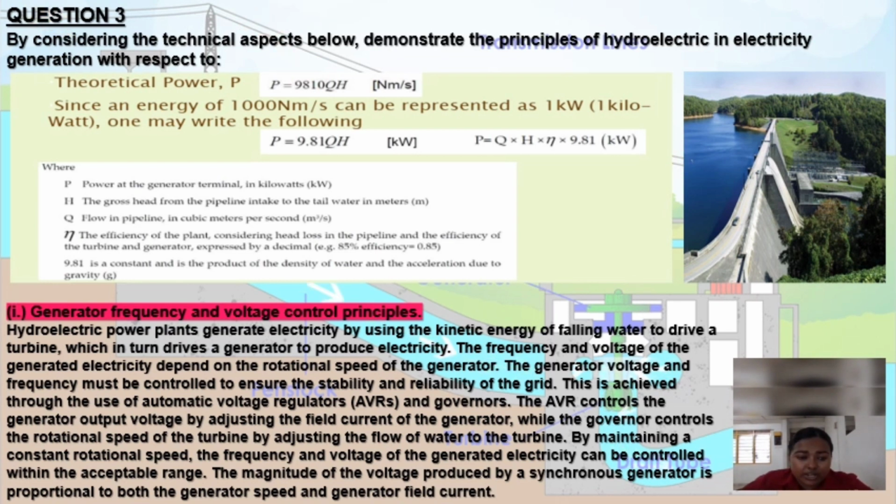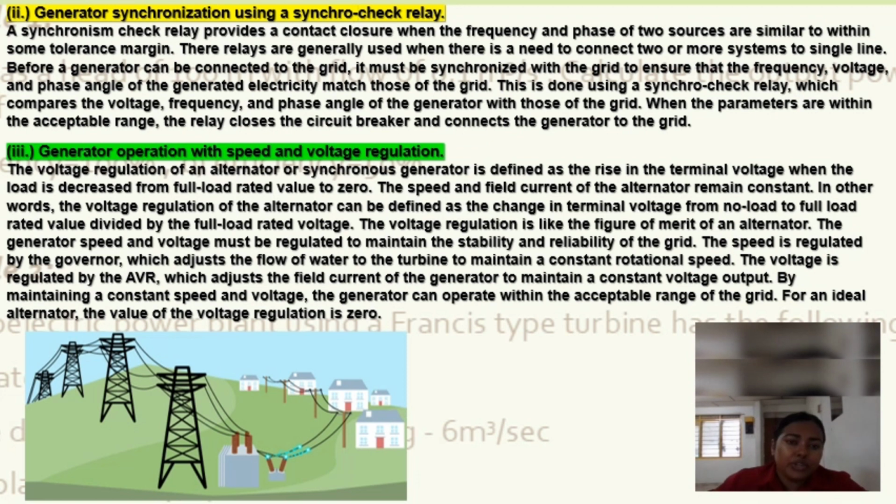The AVR controls the generator output voltage by adjusting the field current of the generator, while the governor controls the rotational speed of the turbine by adjusting the flow of water to the turbine. By maintaining a constant rotational speed, the frequency and voltage of the generated electricity can be controlled within the acceptable range. The magnitude of the voltage produced by a synchronous generator is proportional to both the generator speed and the generator field current. Now next, generator synchronization using a synchro check relay.